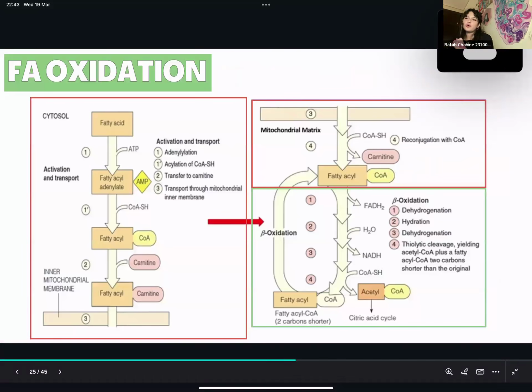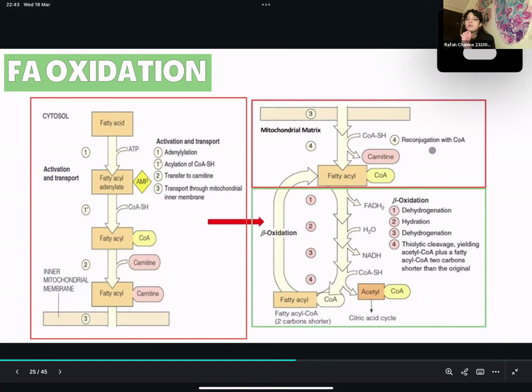We're done with the orange boxes. We've talked about how it's activated with adenylation and acylation. We talked about the carnitine shuttle. We talked about the reconjugation with coenzyme A. Now we're going to move on to what happens inside the mitochondria, okay? Which is this green box.